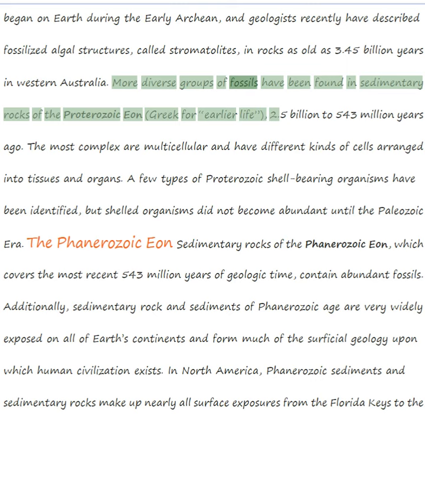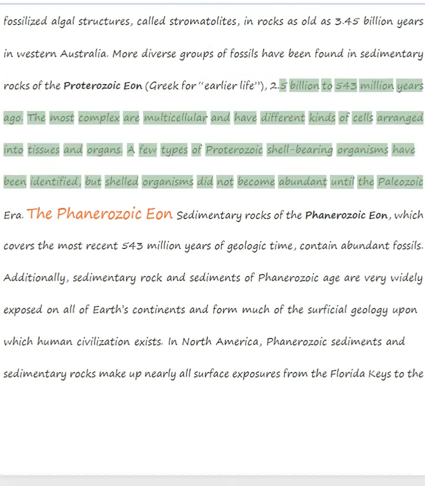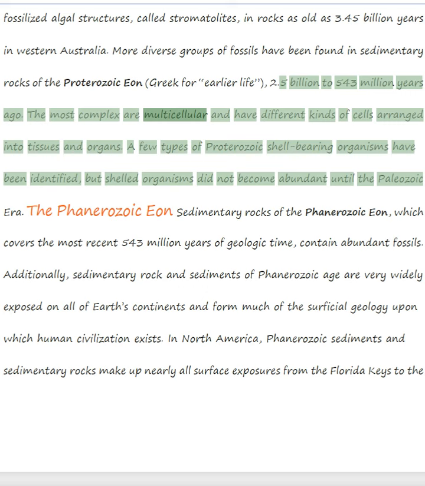More diverse groups of fossils have been found in sedimentary rocks of the Proterozoic eon, too, 2.5 billion to 543 million years ago. The most complex are multicellular and have different kinds of cells arranged into tissues and organs. A few types of Proterozoic shell-bearing organisms have been identified, but shelled organisms did not become abundant until the Paleozoic era.